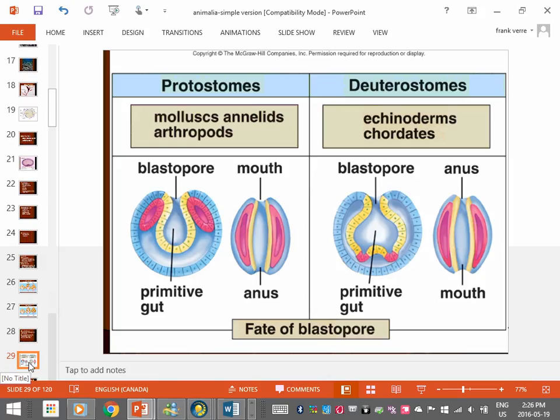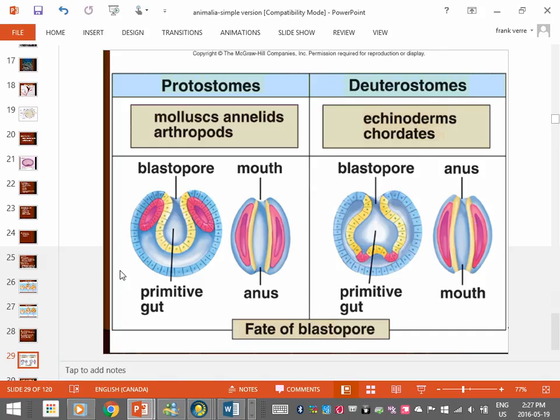But the names protostome and deuterostome actually come from the first opening. So in a protostome, the first opening is the mouth. In a deuterostome, the first opening is the anus. So when we were developing, our butts developed or opened up before our mouths opened up.